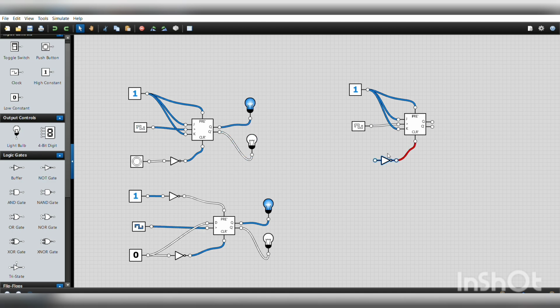To operate this NOT gate, we have to give some input to the NOT gate, right? For that purpose, I'm using a push button. So I'm giving it to the NOT gate. For the outputs, we are going to use the same light bulbs. I'm giving it twice since there are 2 outputs. So this is our implementation.